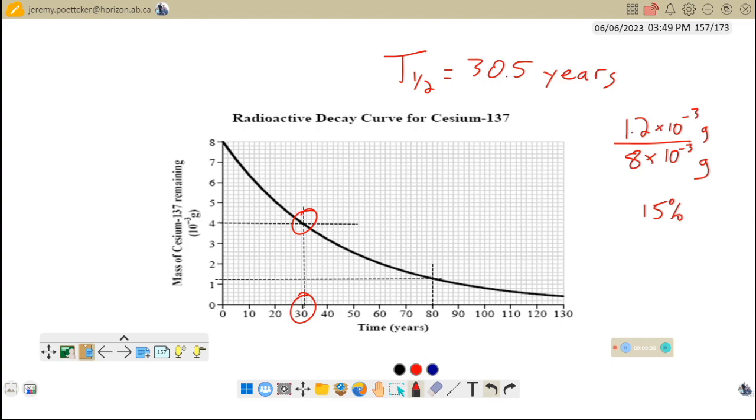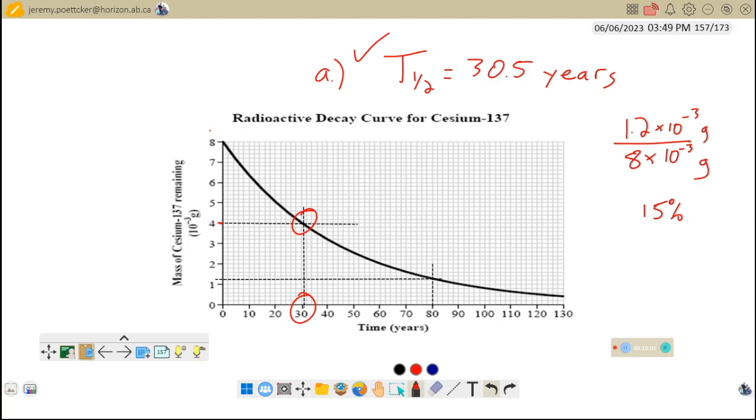First of all, we started with 8 times 10 to the negative 3 grams. And I found out half of that, which is going to be 4. And then I make a line coming across, see where it intersects the graph. And then I trace that straight down, and I find out that my half-life is about 30.5 years. So that's part A.